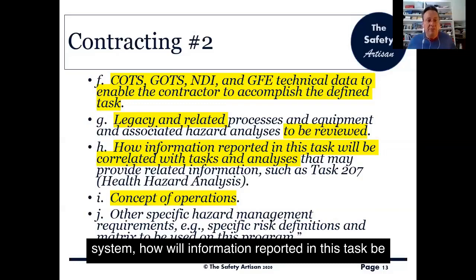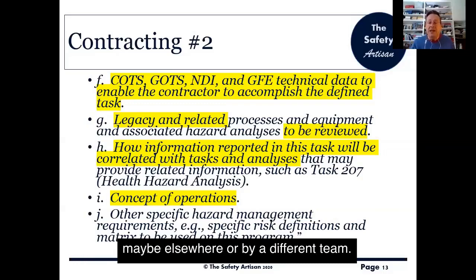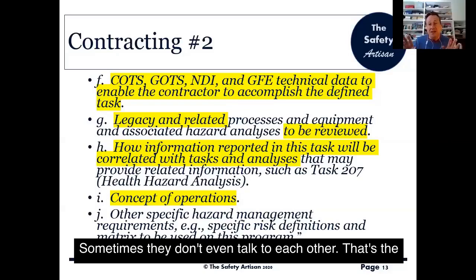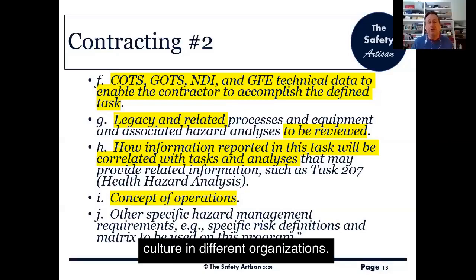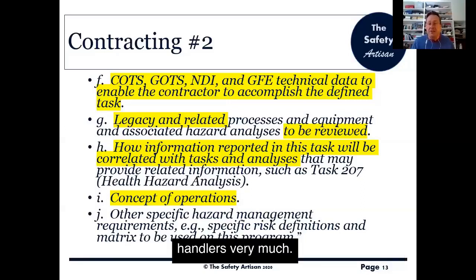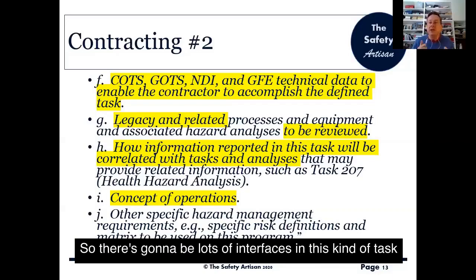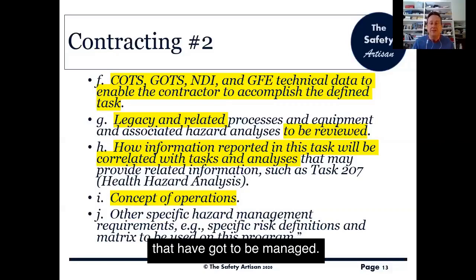And then, reinforcing the previous point about the hazard tracking system, how will information reported in this task be correlated with tasks and analyses that are being done maybe elsewhere or by a different team? And the example here is 207 health hazard analysis. I'll talk a little bit about the linkages between the two later. Sometimes they don't even talk to each other. That's the culture in different organizations. You don't see airline pilots hanging around with baggage handlers very much. And again, you've got to tie everything in with them. So there's going to be lots of interfaces in this kind of task that have got to be managed.